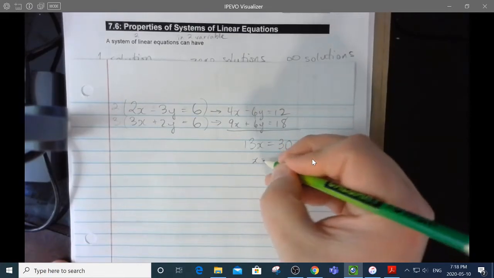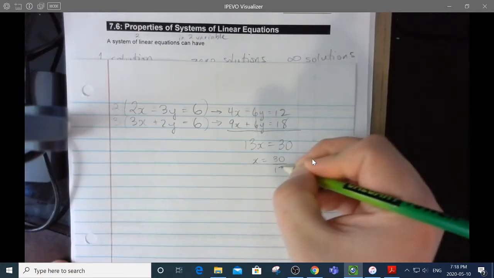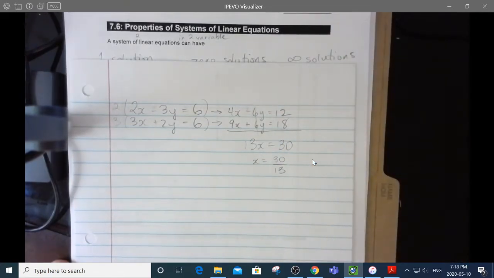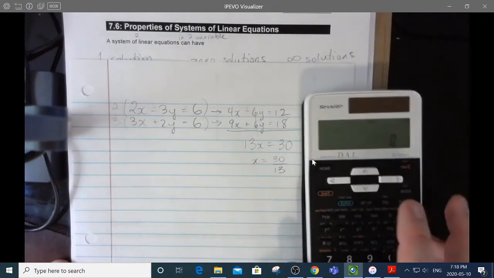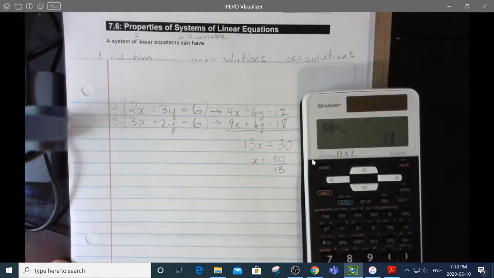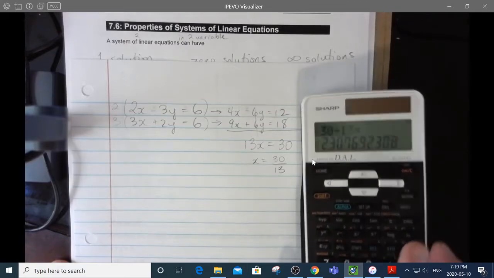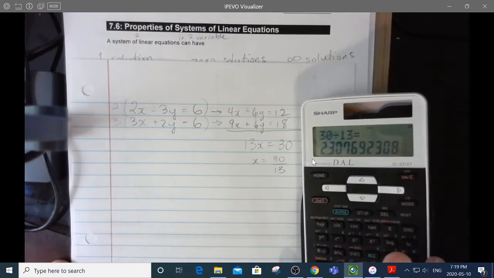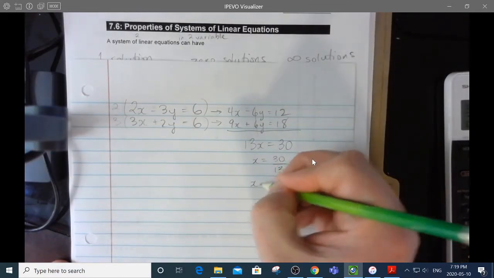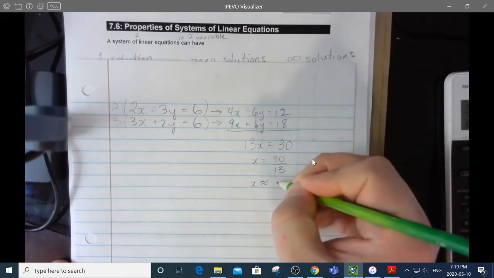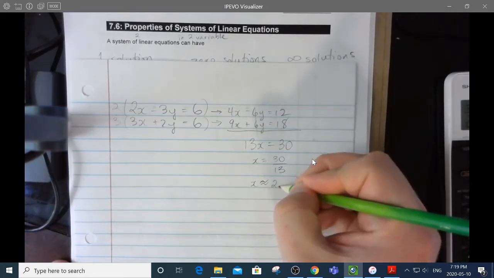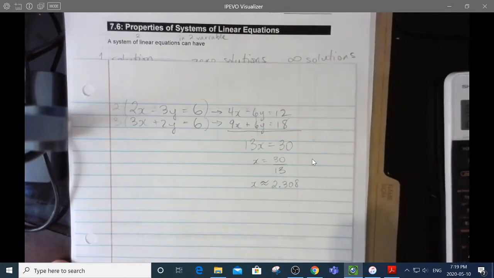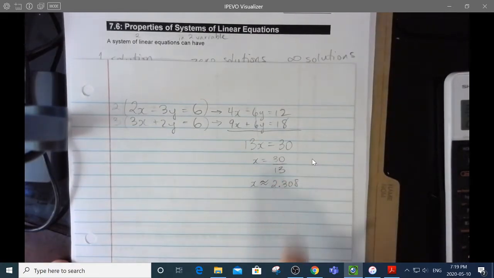Ooh, that's not a very nice number to have to work with. 30/13ths. Just to give me a decimal to estimate with, 30 over 13 is going to be 2 point something, 2.308, roughly. I'm going to say approximately, because of course decimals are approximations in this case. 2.308.